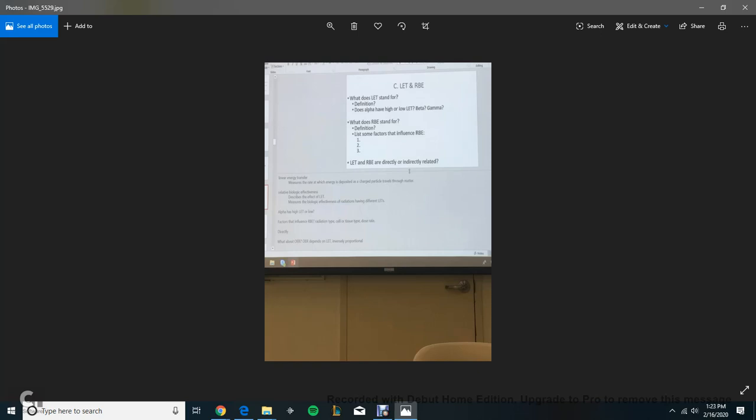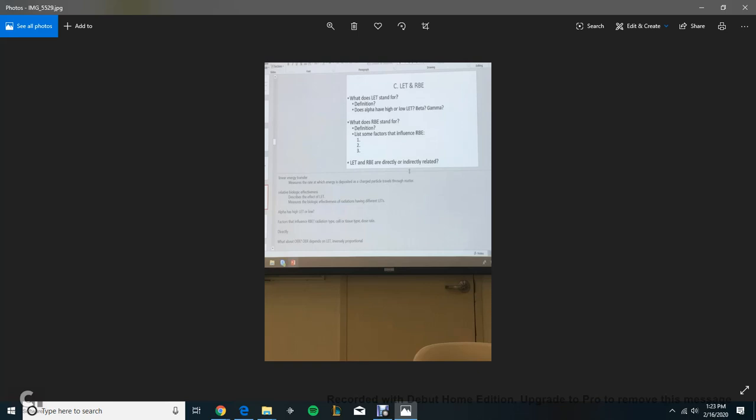LET and RBE. What does LET stand for? Linear energy transfer. It measures the rate at which energy is deposited as a charged particle travels through matter. What does RBE stand for? Relative biologic effectiveness. It describes the effect of LET. It measures the biologic effectiveness of radiation having different LETs.